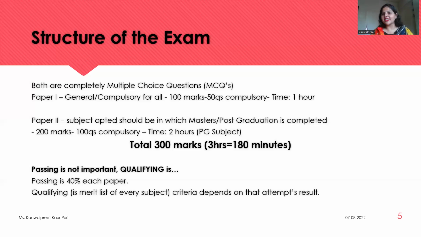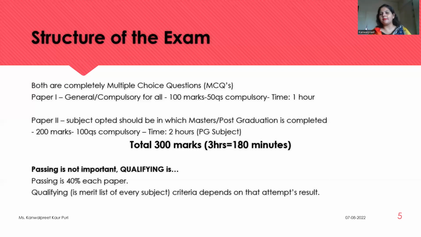So there is mock testing available on the NTA website. Though they have uploaded only a few old papers, at least you understand the panel. You understand what green is for, what red color is for, what purple color is for, and how you can come back to a question. So here we are appearing for a total of 300 marks, which means 180 minutes.